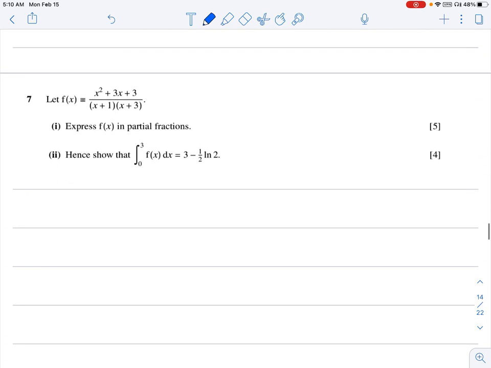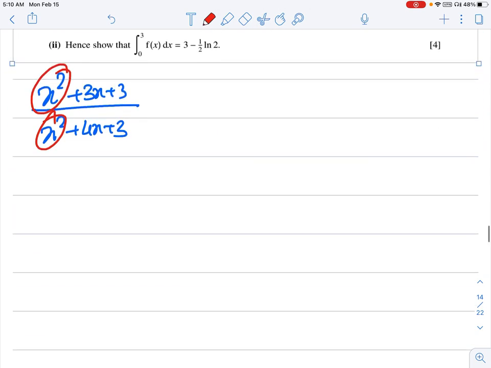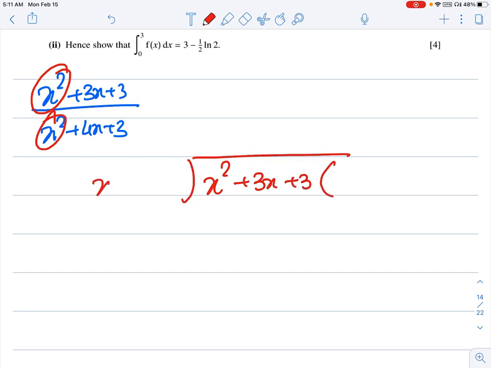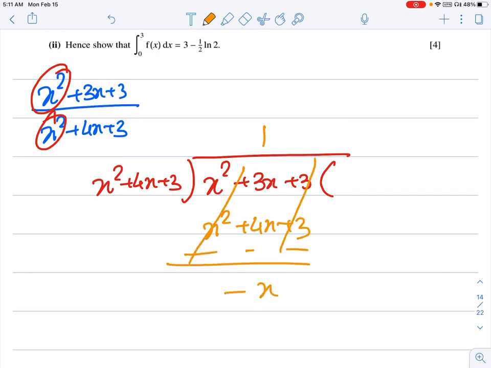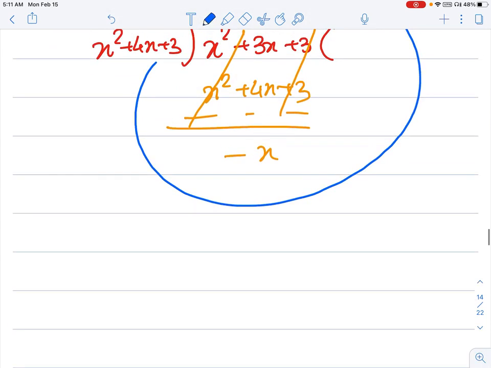Question number 7. Partial fractions. x square plus 3x plus 3 divided by x square plus 4x plus 3. So we see that both the numerator and denominator have the same degree. So what we have to do is the long division. So what is that long division? x square plus 3x plus 3 divided by x square plus 4x plus 3. It goes one time. So x square plus 4x plus 3, minus, minus cancels, so I get minus x. So write in the form of a circle.